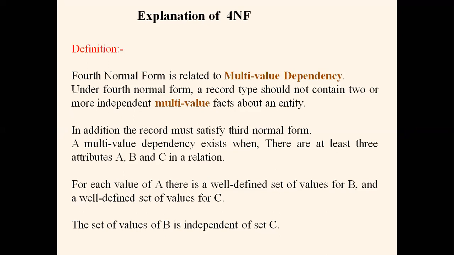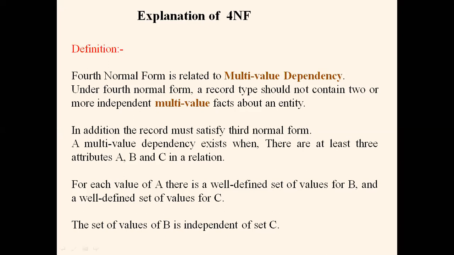So along with A, the attribute B possesses a well-defined set of values, and C may also have values. The set of values of B is independent of C. So B and C are independent of each other.